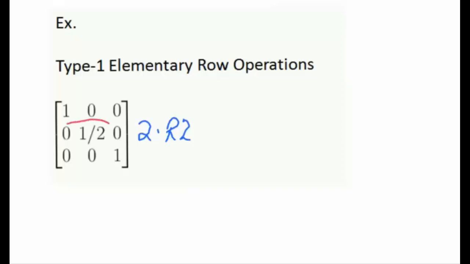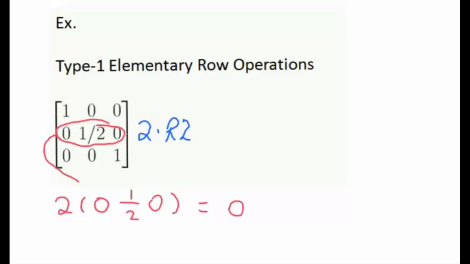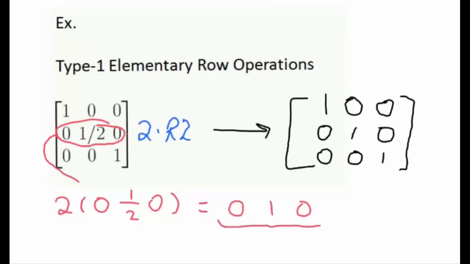How we have to think about this one is that we're going to take all of these entries, 0, 1/2, and 0, and multiply all of them by 2. So we get 2 times 0, which is 0, 2 times 1/2, which is 1, and 2 times 0, which is 0. These values become our new row 2. We take these values 0, 1, 0, and insert them into row number 2. And here's our new matrix on the right.